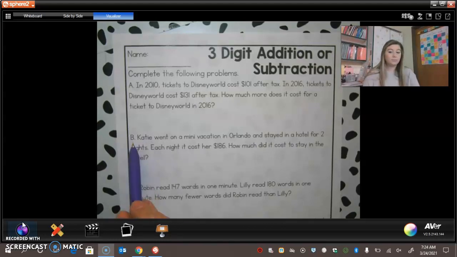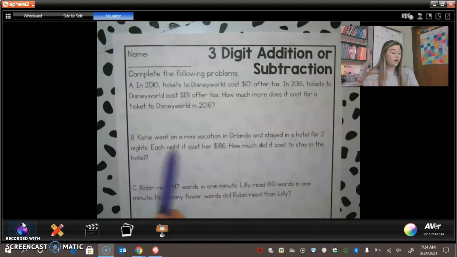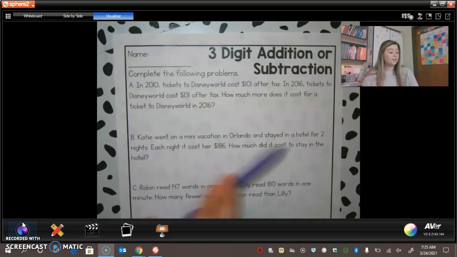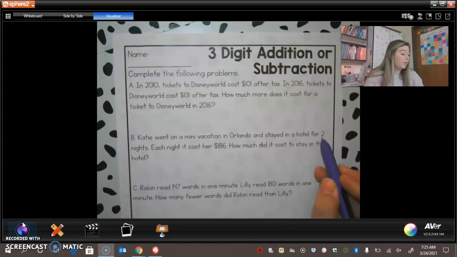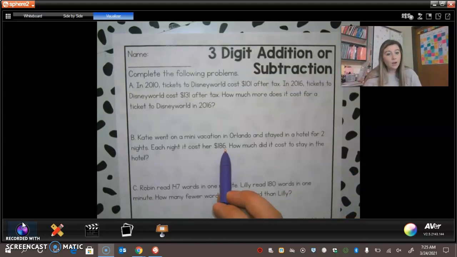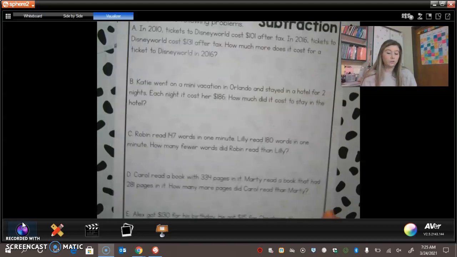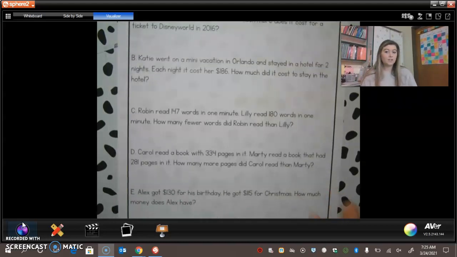All right, B. Katie went on a mini vacation in Orlando and stayed in a hotel for 2 nights. Each night it cost her $186. How much did it cost to stay in the hotel? So we know that Katie stayed for 2 nights and it cost her $186 for 1 night. So we need to find the price for 2 nights. Make sure you show your work in this space and solve. Pause this video and then hit play when you're ready for the next problem.